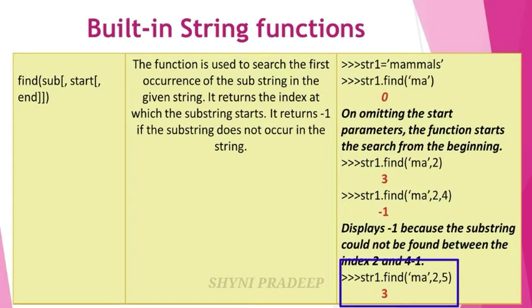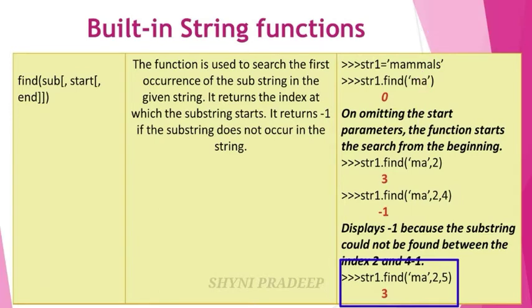Next, str1.find with ma, and start value is 2, end value is 5. Okay, so here you have to take from m to l. See here, whether the substring is available or not. Here the substring is present. Okay, so at index position 3 you found the substring, so it will be printed on the output screen, that is 3.